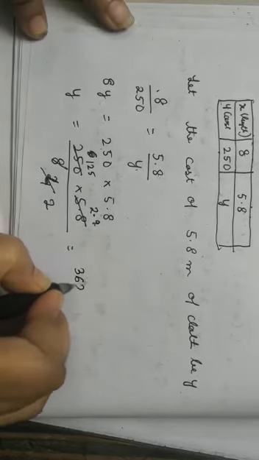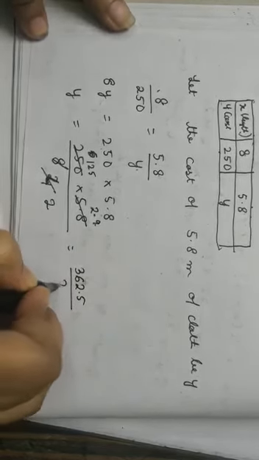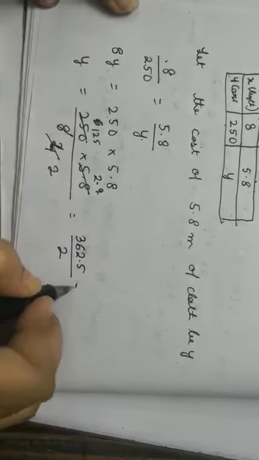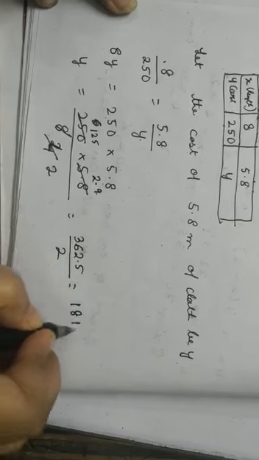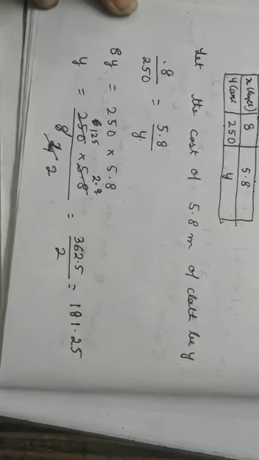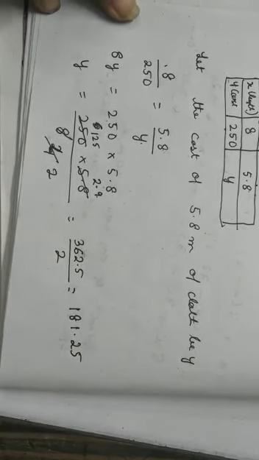We'll check the answer also. Not a nice answer we're getting, so I'll check with the answer. Let us see. Divide by 2. 181.25. This is what we are getting. Let me check whether the answer is correct or not.